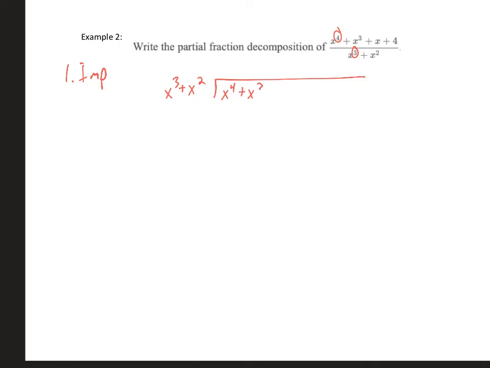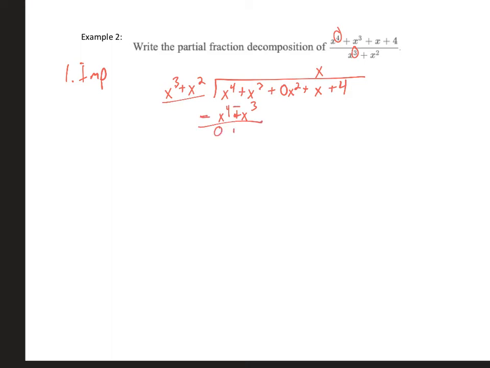If you need a long division brush up, I'm sure you can find a better video than this somewhere on the internet. But I've got to do x cubed times something to get x to the 4th, so that's an x. Then I multiply this x by this whole thing out here. Gives me x to the 4th plus x cubed. Draw the line, change the sign of everything because I'm subtracting.